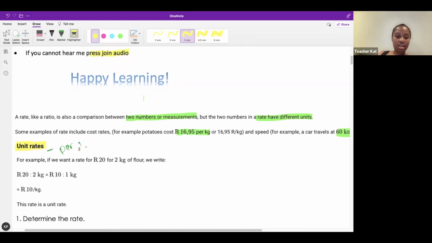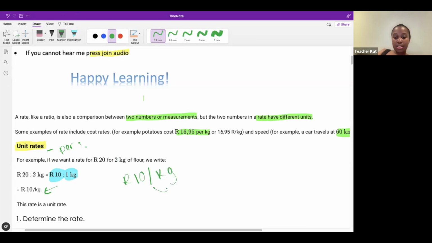Looking at an example here, we want the unit rate if 2 kilograms of flour costs 20 rands. Then we know that we have to divide both of them by 2, which will tell me that 1 kilogram will cost me 10 rand. And then we can rewrite it like so: 10 rands per kilogram.